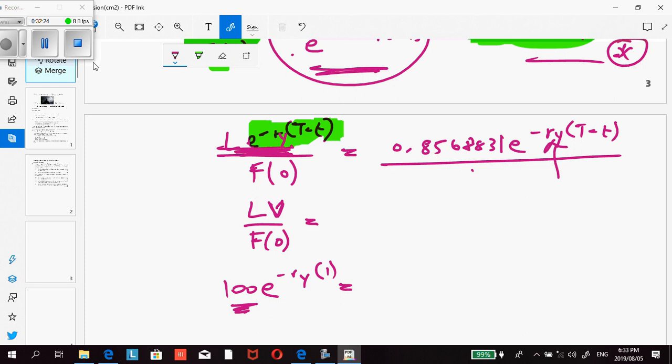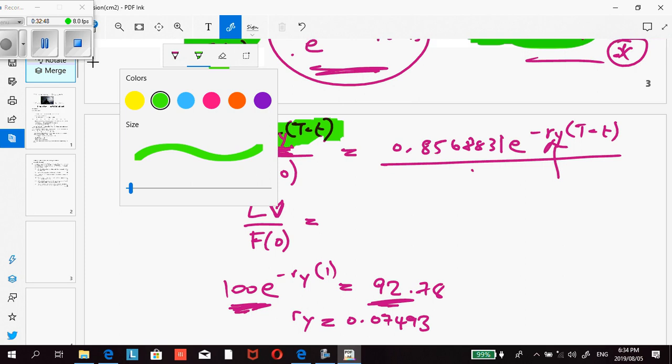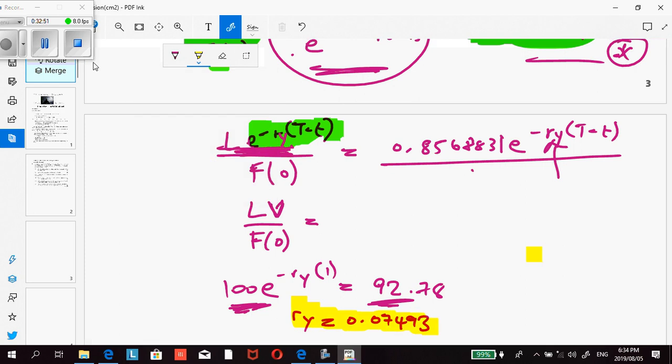I've already forgotten the value, so my note will help me, which is 92.78. So if you solve this simple equation, which I'm sure you can, you're going to find your RY to be 0.07493. Now you're going to take this RY and substitute it here. Obviously, your final time minus your initial time is 1 minus 0. So this is just 1 here. So this here is just 1.